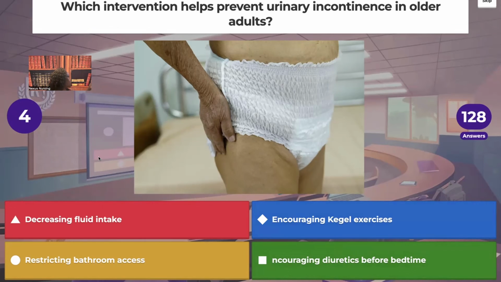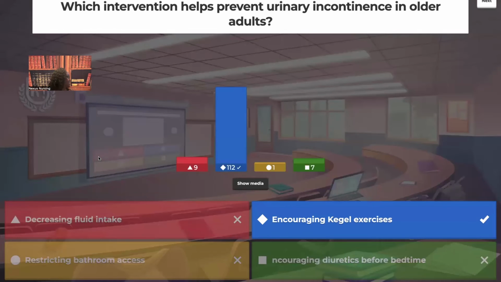Very good, she's royal. Very good. Yep. Encouraging Kegel exercises. Why? It strengthens the pelvic floor muscles. That's exactly why. And so it helps with the urinary incontinence. Decreasing fluid intake, we are not going to do that.